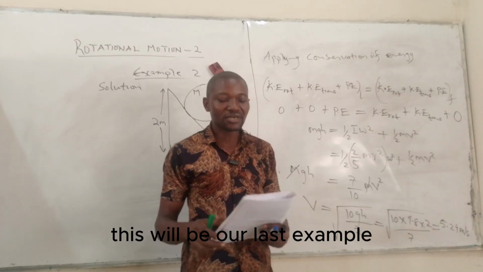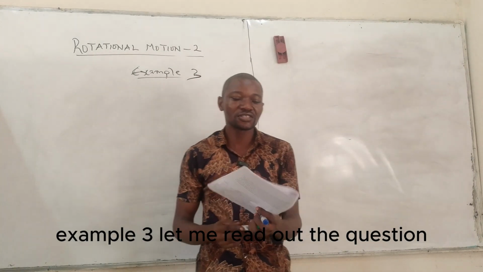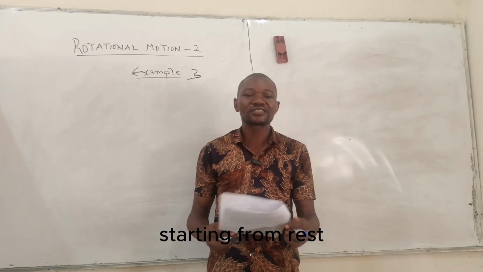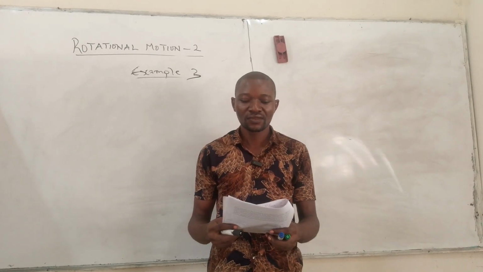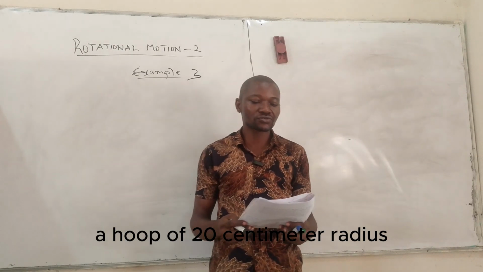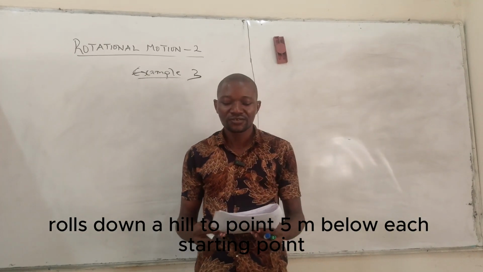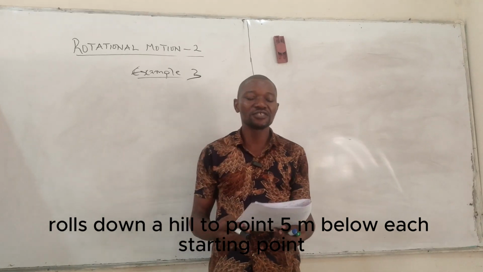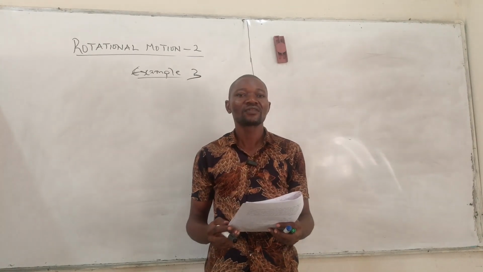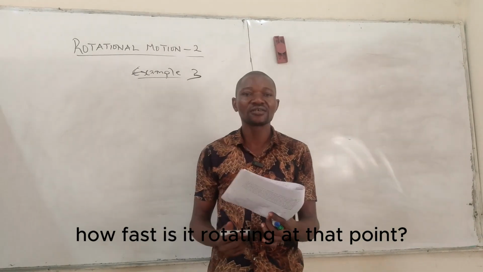This will be our last example. Example 3, let me read out the question. Starting from rest, a hoop of 20 centimeter radius rolls down a hill to a point 5 meters below its starting point. How fast is it rotating at that point?